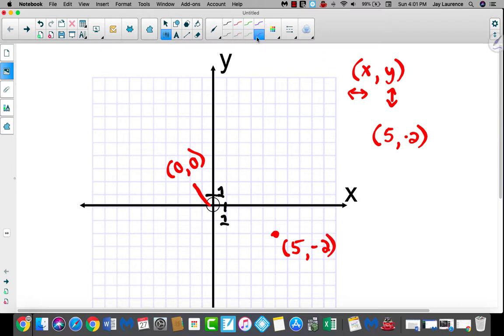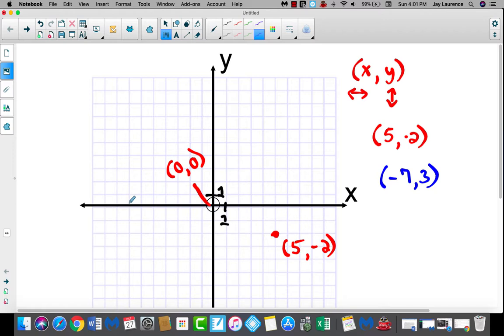Okay, now if I had the point, say, -7, 3, well, again, I'd start at the origin, I'd move -7 in the x direction, or 7 to the left. 1, 2, 3, 4, 5, 6, 7, and then +3 in the y direction, so 1, 2, 3. Okay, so that would be the point -7, 3. The most common mistake kids make is they go y before x. It's never that. It's always x before y.